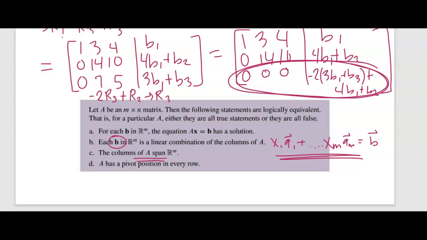And A has a pivot position in every row. So what does that mean? That means that we end up having ones all on that diagonal, that you have a pivot position in every row. You don't have any free variables, if you will.